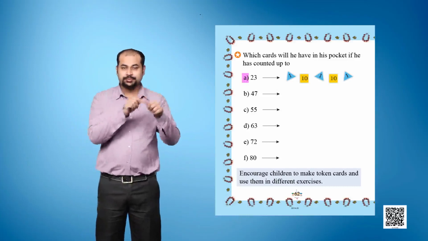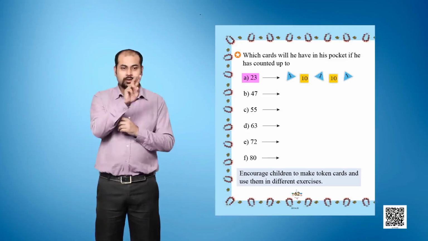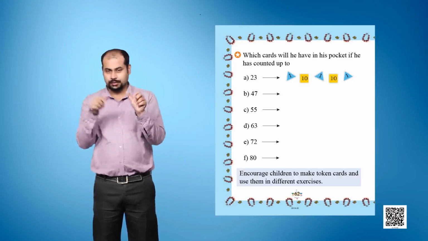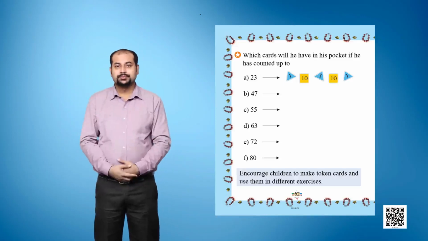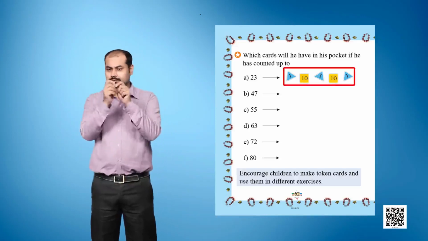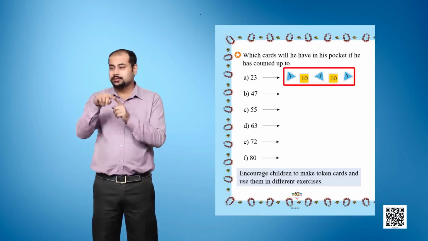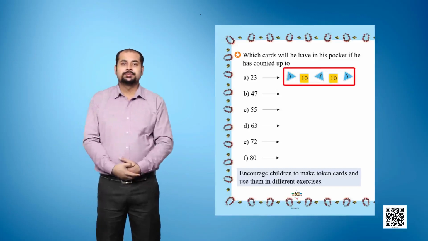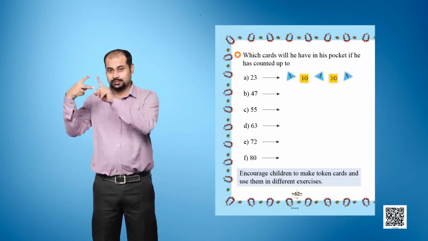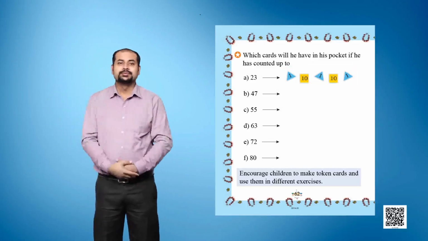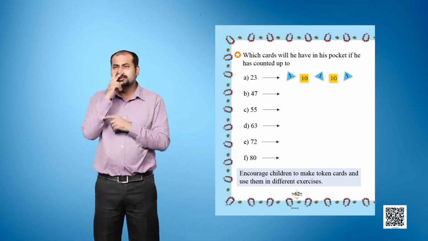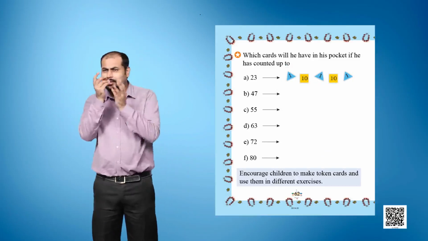Part A. 23. 2 yellow 10-point cards and 3 blue cards drawn as answer. This part is solved as an example.